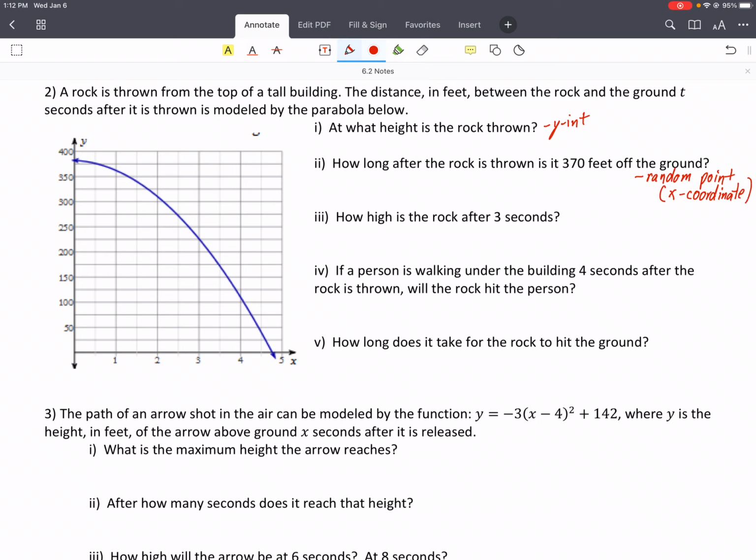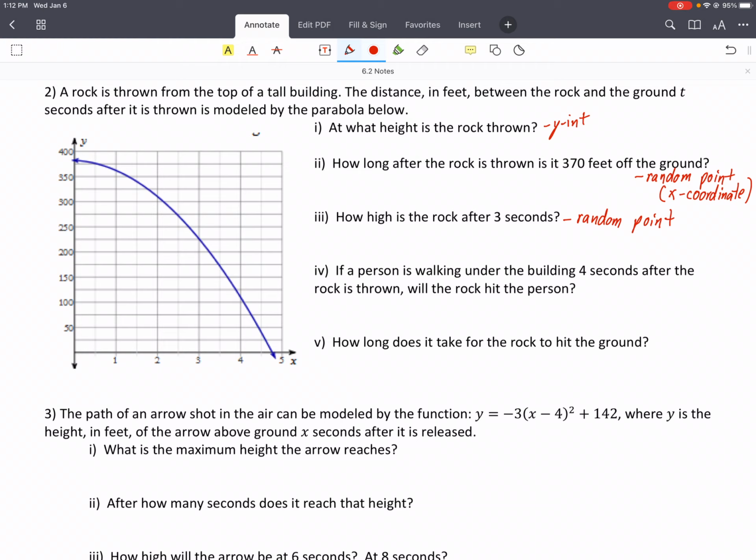How high is the rock after 3 seconds? That again is going to be a random point. Okay, I'll trust that you can find those. If a person is walking under the building 4 seconds after the rock is thrown, will the rock hit the person? So we'll do that one.